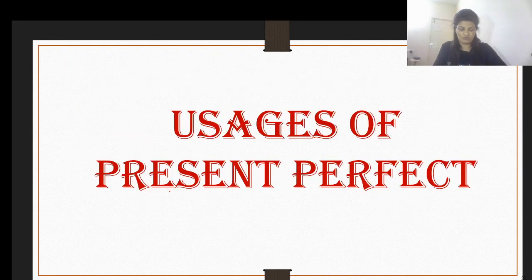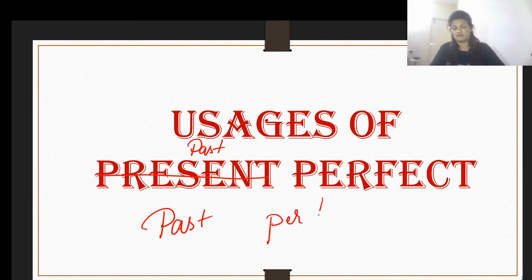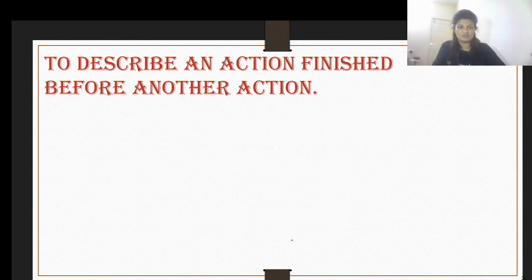Now let us move on to learning the usages of present perfect tenses. I'm sorry, not present. I'm so sorry. It is not present. It is past. Really sorry. It is past perfect that we are discussing. It is past perfect. So let us learn the usages of past perfect.